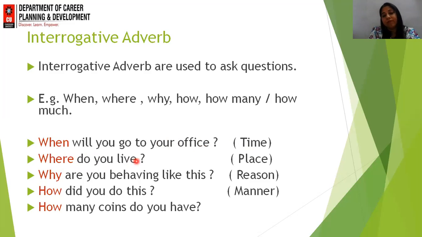Similarly, where do you live? We are asking about the place. So it is an adverb of place or interrogative, because we are starting with the adverb in asking a question. Why are you behaving like this? We are asking for the reason. It can be an adverb of reason or an interrogative adverb. How did you do this? We are asking the manner in which a particular thing has been done. So it can be an adverb of manner or an interrogative adverb. How many? Again, we are asking about the quantity. So interrogative adverb.